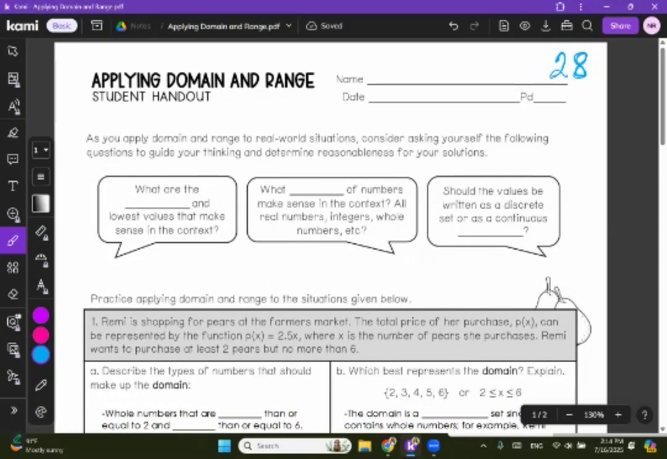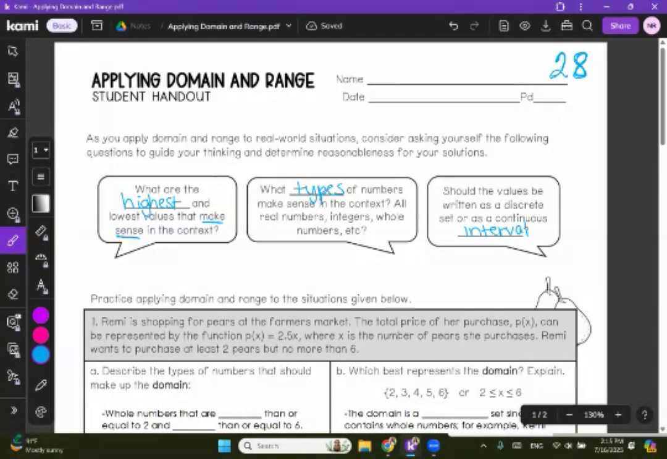What are the highest and lowest values that make sense in this context? What types of numbers make sense? Should the values be written as discrete or continuous, or as a continuous interval?